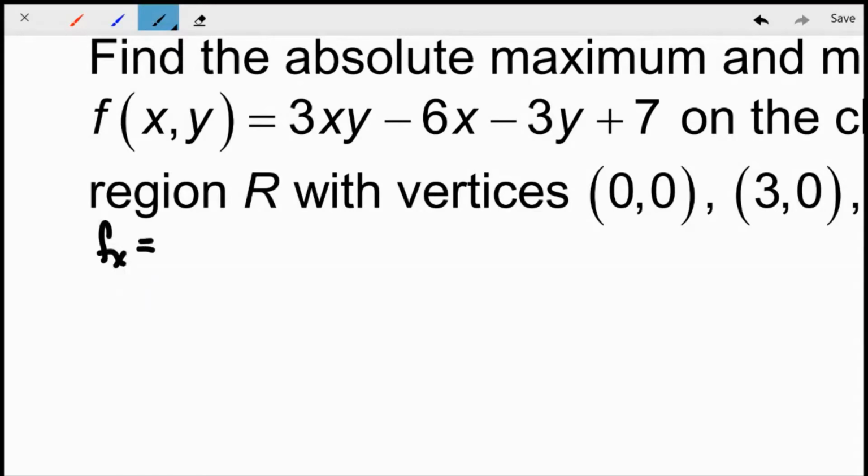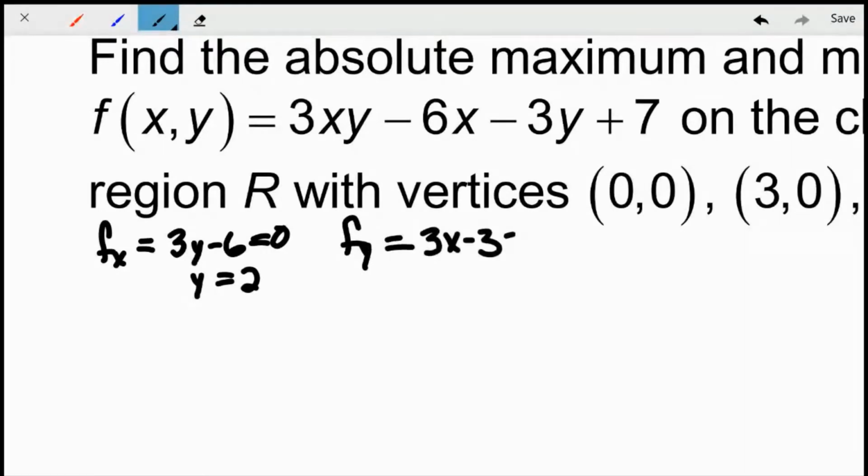So when I do my x partial, I get 3y minus 6. Set that equal to 0, I get y is equal to 2. For my y partial, I'm going to get 3y minus 3. Set that equal to 0, I get x is equal to 1. So I have one critical point. I have a critical point at the point (1, 2).